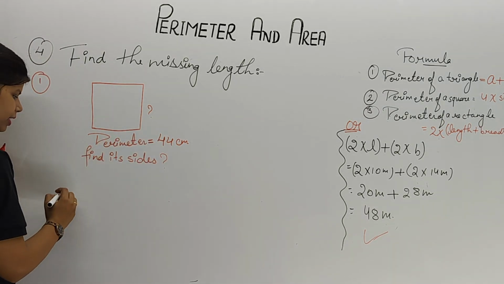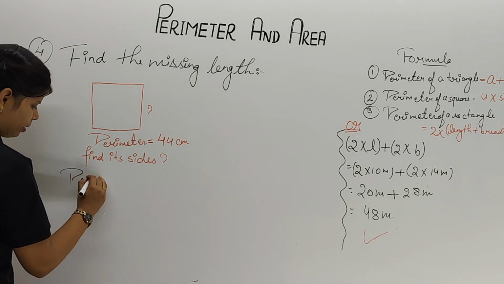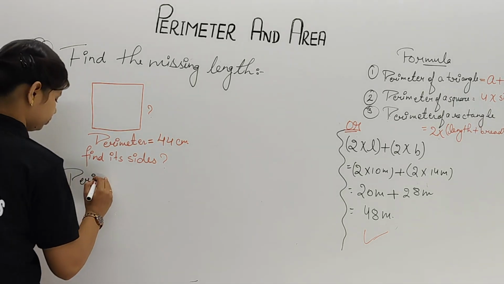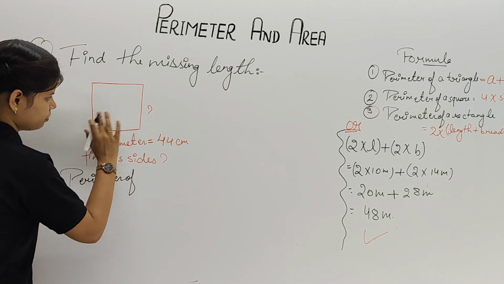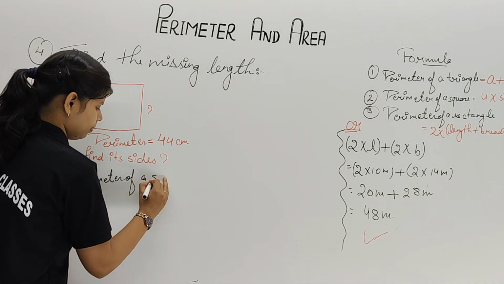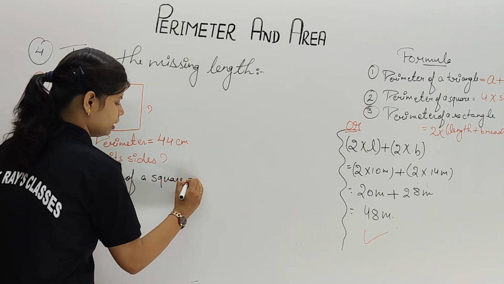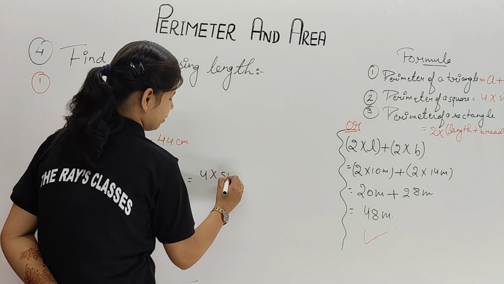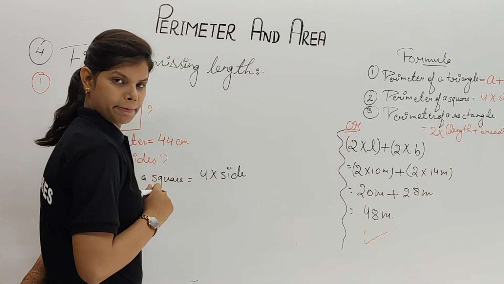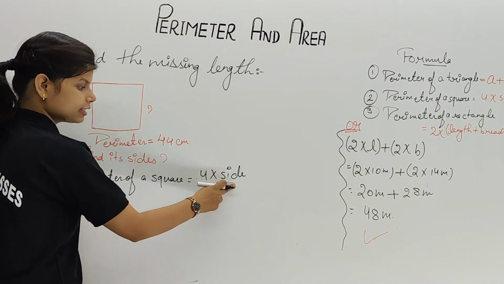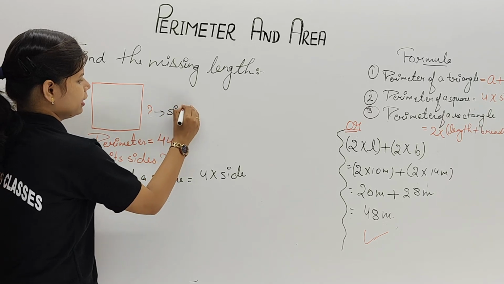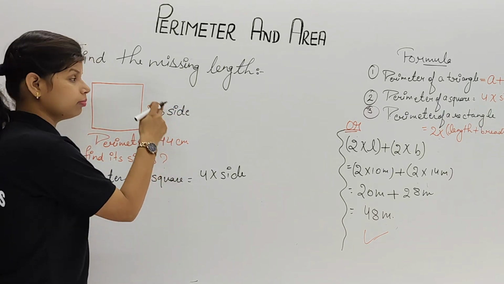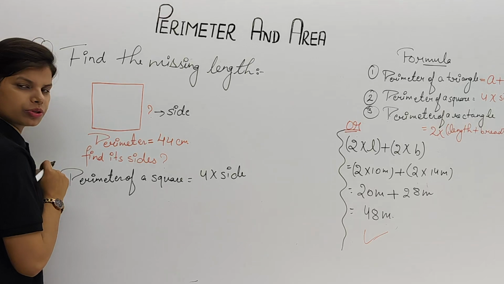Simple. Your formula is given. Perimeter of square. This figure seems to be like a square. Perimeter of square equal to 4 multiplied by side. That you know very well. Clear, no? But here side is not given. Side is just about to be asked. Here what it is asking? It is asking about the side. That means each side. This is just the question mark.